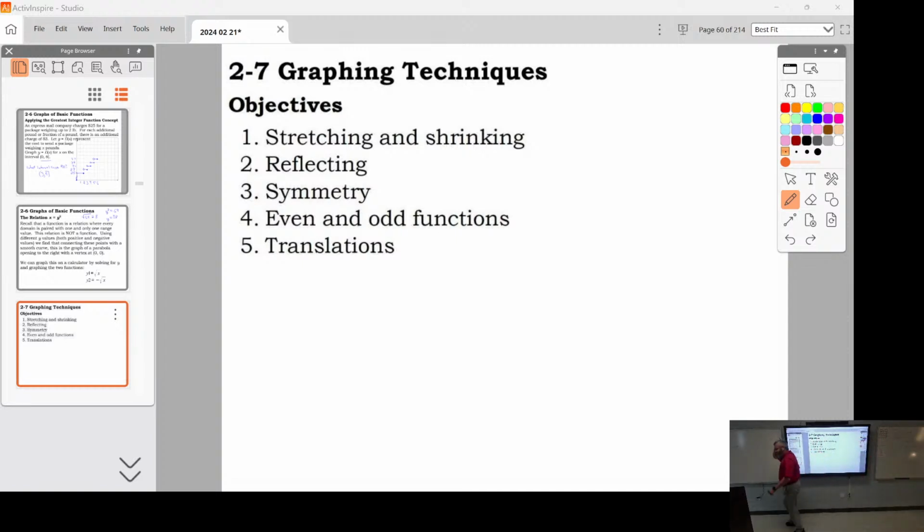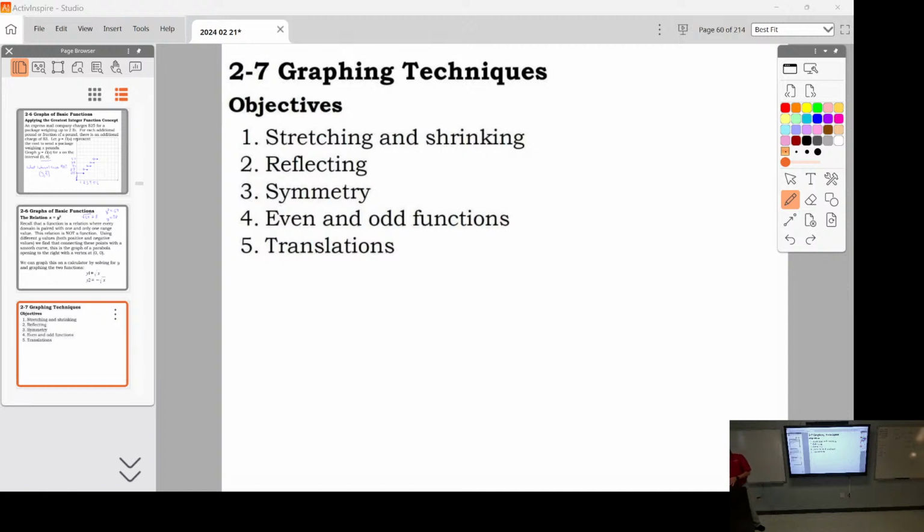2.7, graphing techniques. Talk about stretching and shrinking, also known as compressing. We're going to reflect graphs. We're going to talk about symmetry. Symmetric about the x-axis, symmetric about the y-axis, symmetric about the line y equals x. There's all kinds of symmetry. Even and odd functions, and then translations.